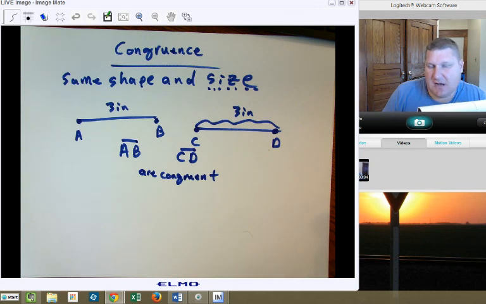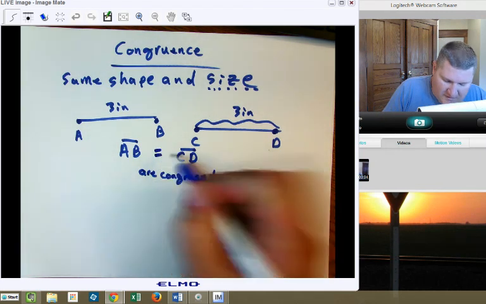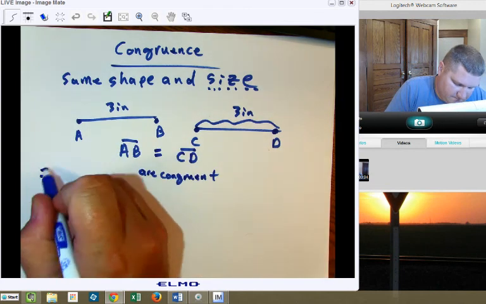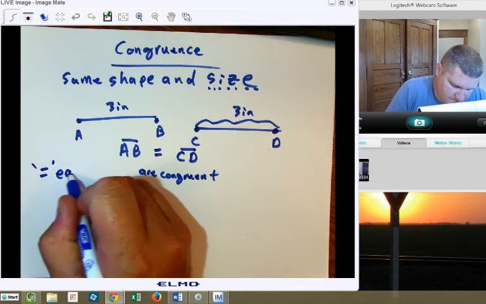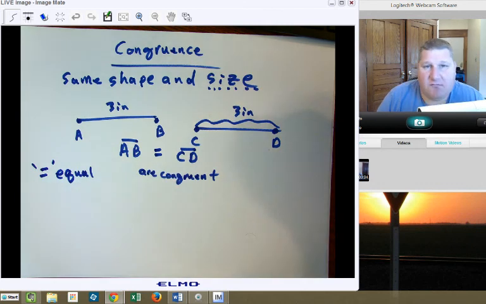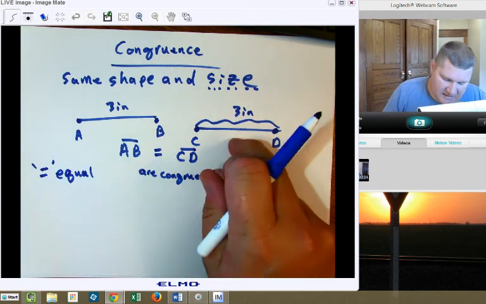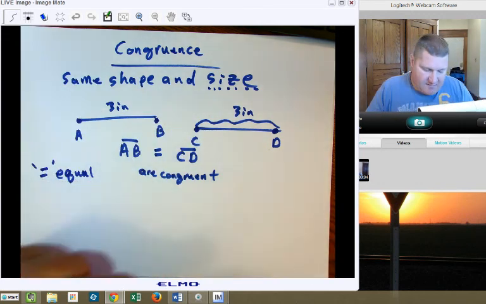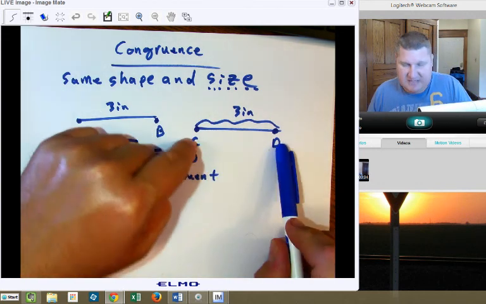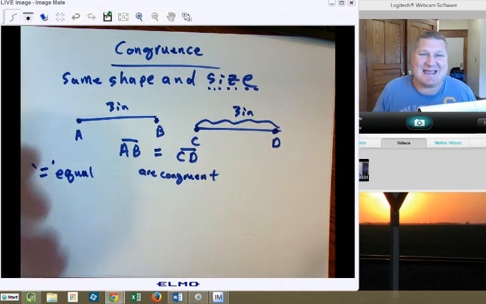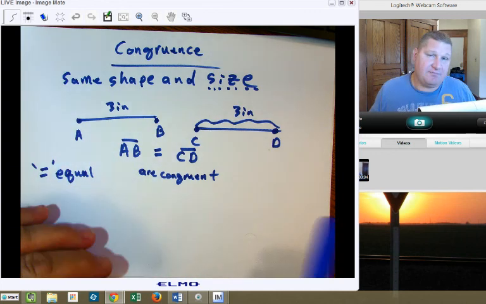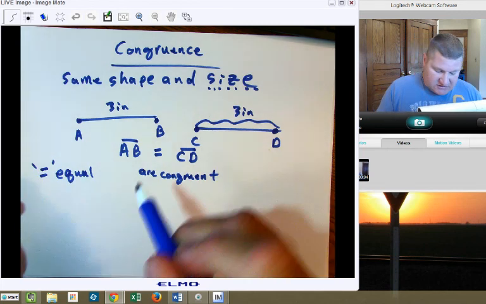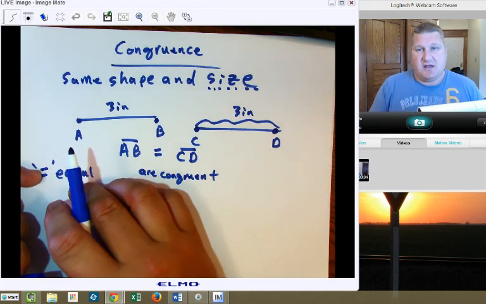Now, that's fine if I write it verbally, but I probably ought to have some sort of symbol to do it. You'd think that we could put that guy right there, but the problem is that guy means equal. And that's not what we want, because these two are not equal. They are not indeed the same line. AB is over here, CD is over here. They are not the same thing. They happen to be the same length. They have the same size. And so we're going to need something similar to equal, but not quite.